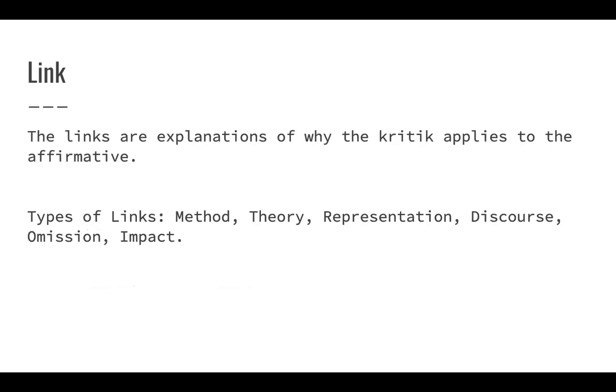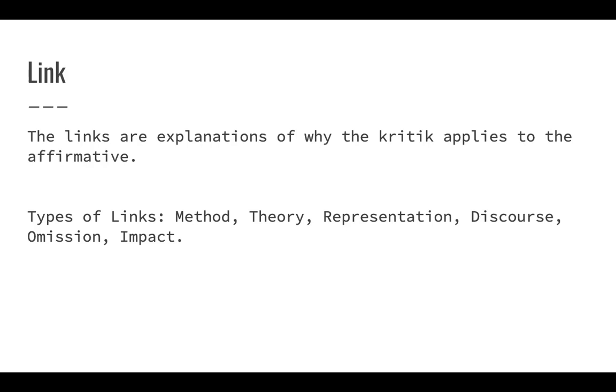We'll see a couple of common types of links: method links, theory links, representation, discourse, and I'm gonna go through each of them now. So a method link is generally a link to the advocacy of a plan. For example, acting through the United States federal government might be a method link. There's a theory link, which is a link to the theory of the 1AC. For example, you might argue that they use a reformist theory while you're running your abolition K.